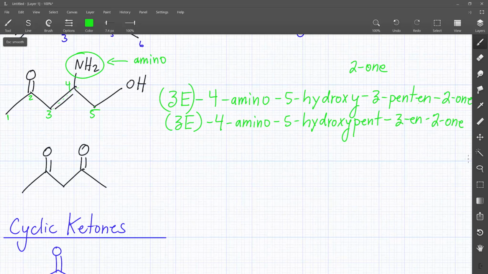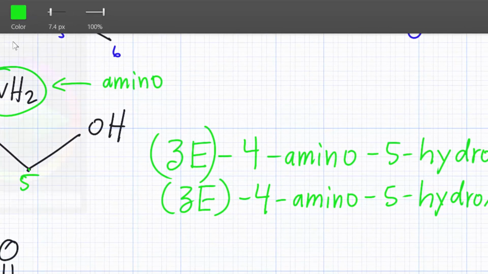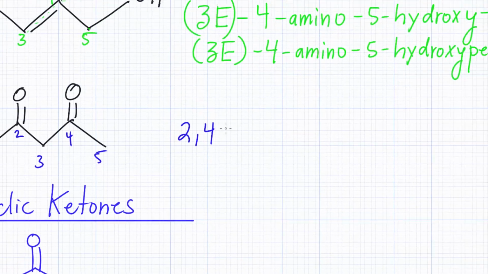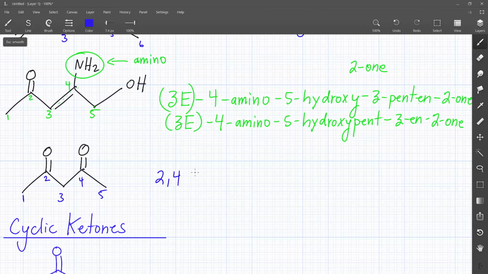Now for a dione, I want the smallest numbers that I can have. And that would be 1, 2, 3, 4, 5. So I can call this 2,4. I keep the ane, so that's pentane-2,4-dione.